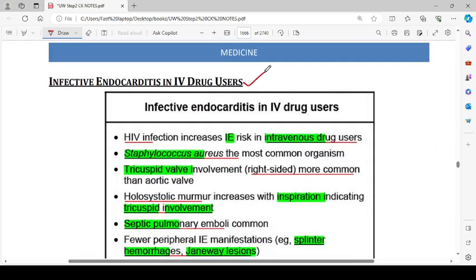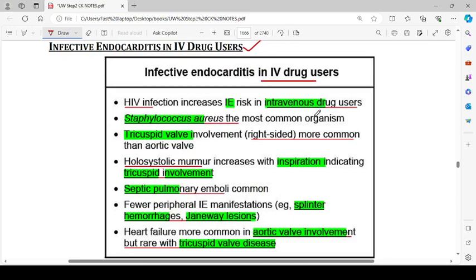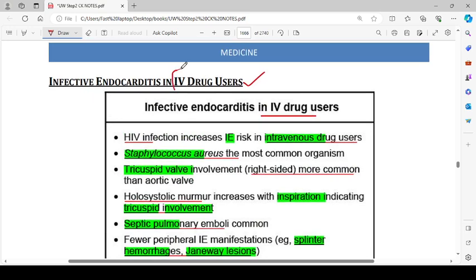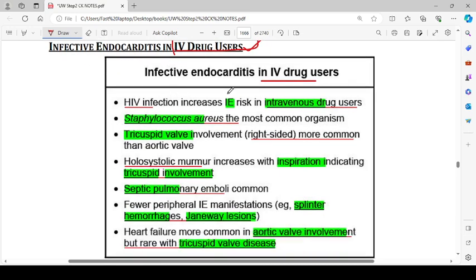Infective endocarditis in IV drug users. You must remember that when they tell you about IV drug users and they're talking about some valve problem or infective endocarditis, they are specifically trying to clue you into tricuspid problems, because from the intravenous side, the right heart is exposed first. So that can happen. HIV infection increases the infective endocarditis risk in intravenous drug users.